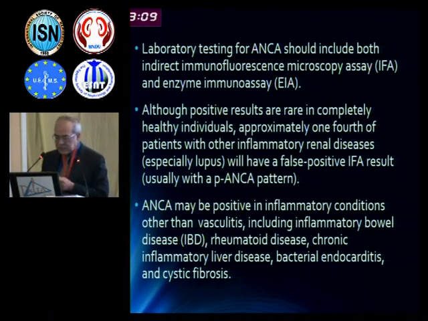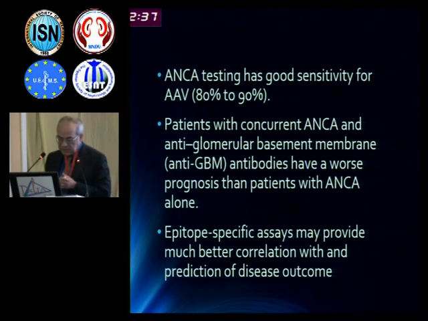So although positive results are rare in completely healthy individuals, approximately 1/4 of patients with other inflammatory renal disease, such as lupus, can show B-ANCA, for example. And also B-ANCA or ANCA can be detected in other extra-renal inflammatory conditions, such as rheumatoid arthritis and inflammatory bowel disease. It can show ANCA. So ANCA is not specific for small vessel vasculitis.